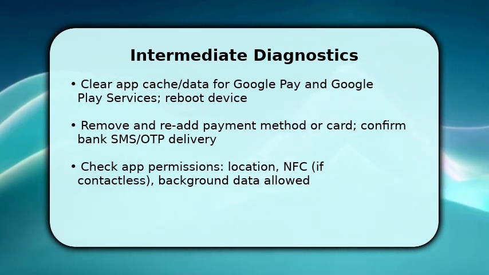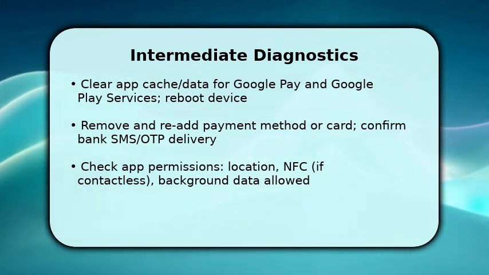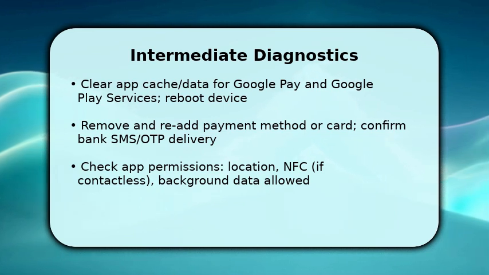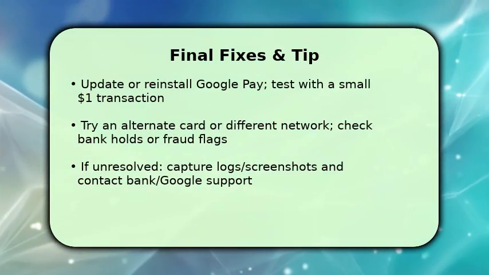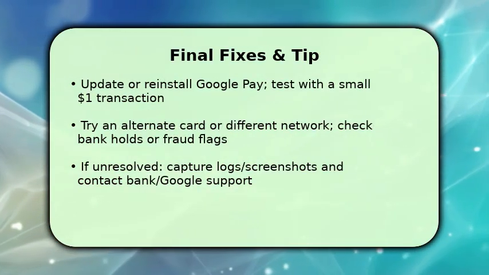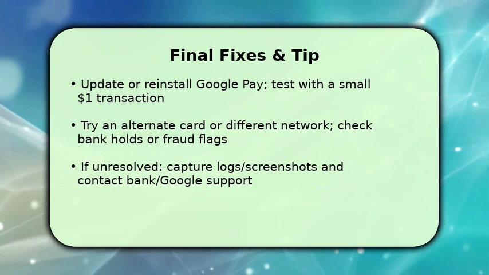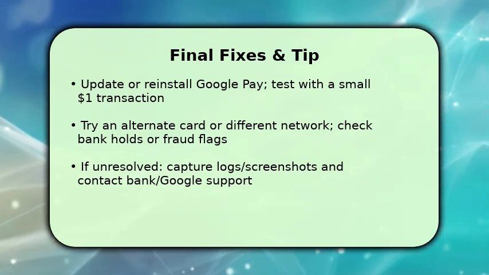Also verify app permissions such as location, NFC for contactless, and background data, because denied permissions can block verification and token refresh. To finish, update or reinstall Google Pay so you have the latest bug fixes, and then test with a small $1 transaction to validate flow without large risk.